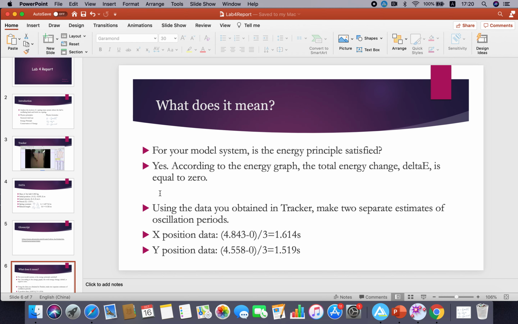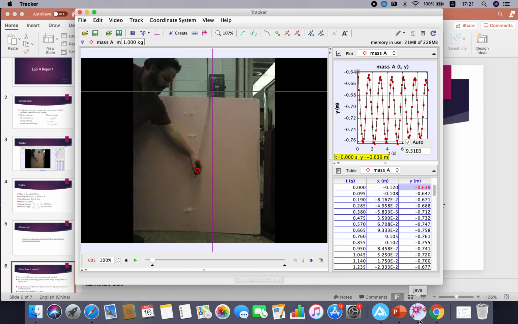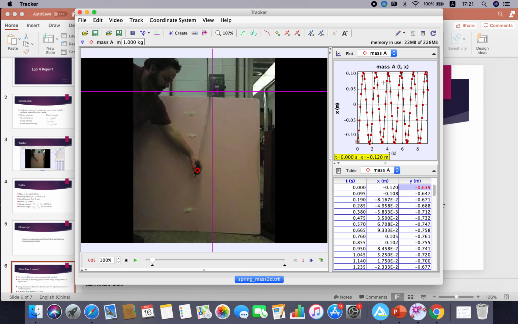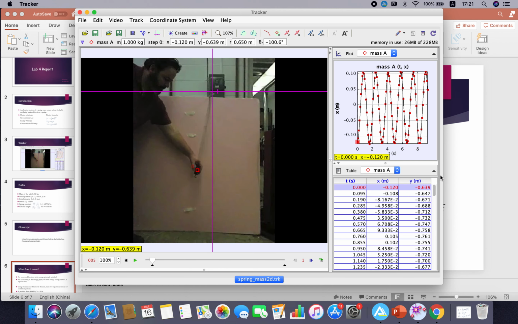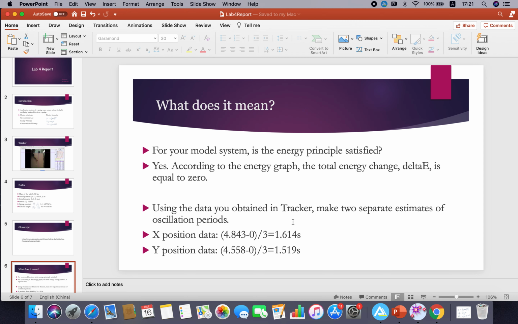The second one: using the data you obtained in Tracker, make 2 separate estimates of the oscillation periods. The first one, from the X position data, I chose this point. So it's 4.843 seconds minus 0, divided by 3, is 1.614 seconds, and the same for the Y position data. We can see from these two results that these two numbers are pretty close to each other.